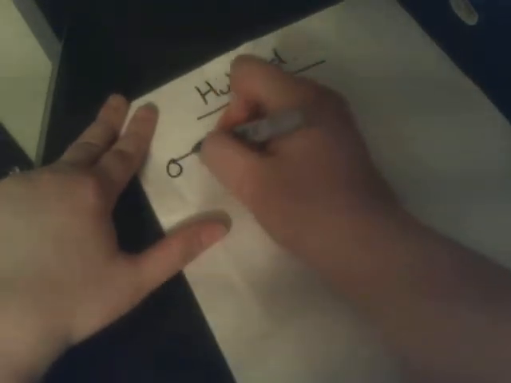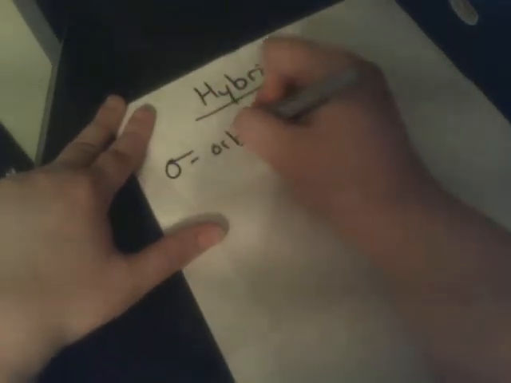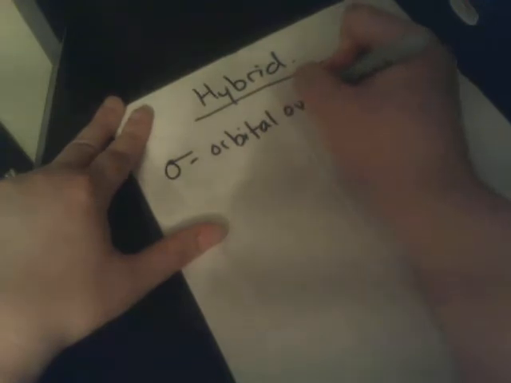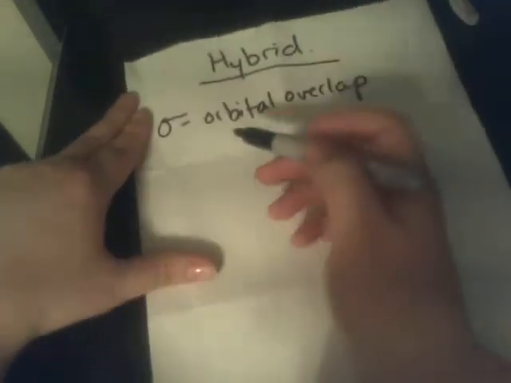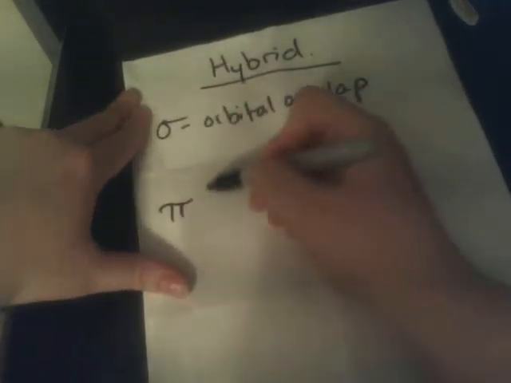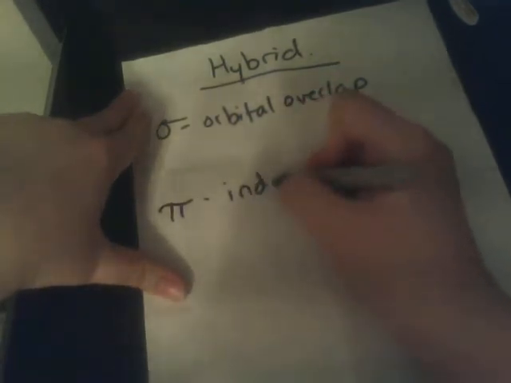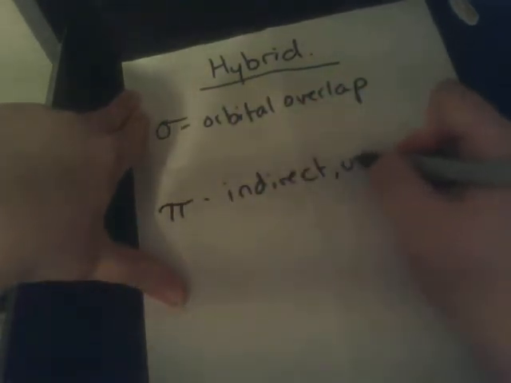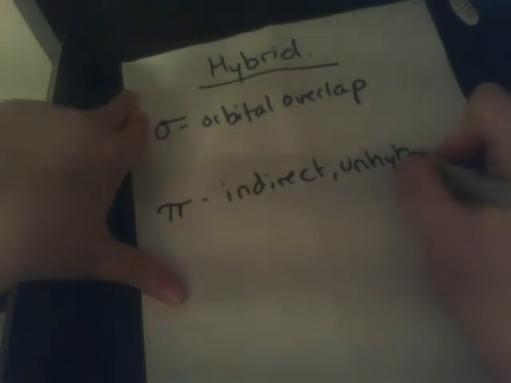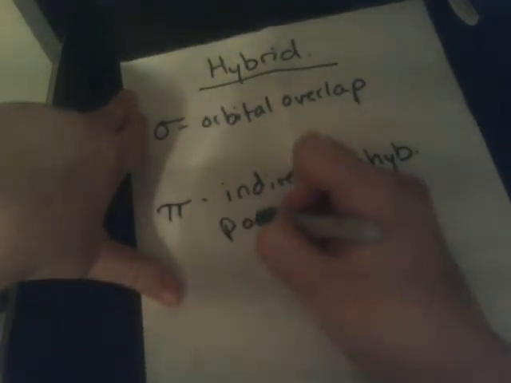So we found that sigma bonds come from orbital overlap. Where do pi bonds come from? Indirect, unhybridized p orbitals.